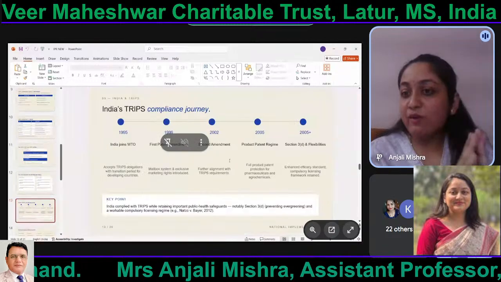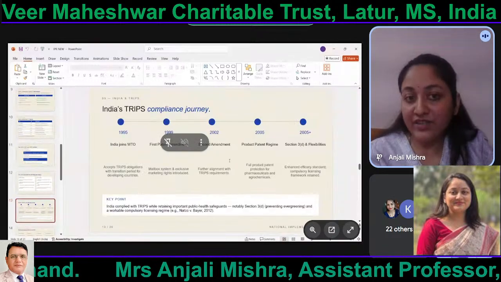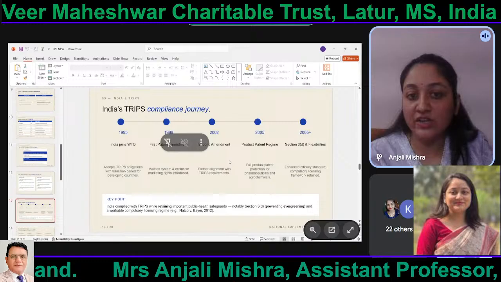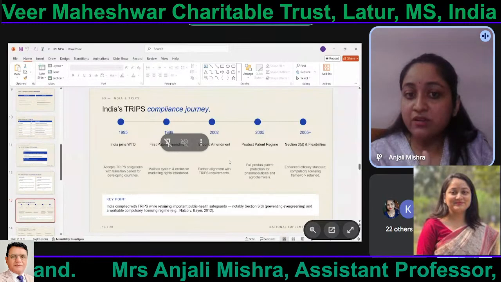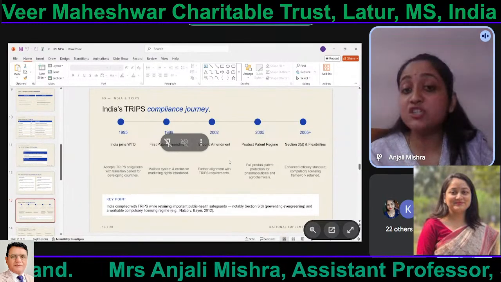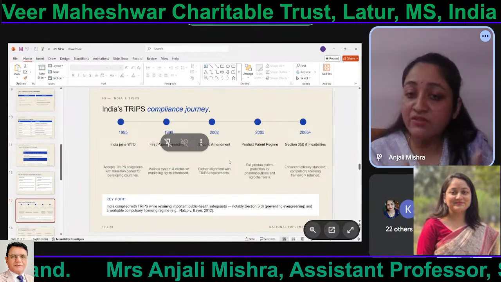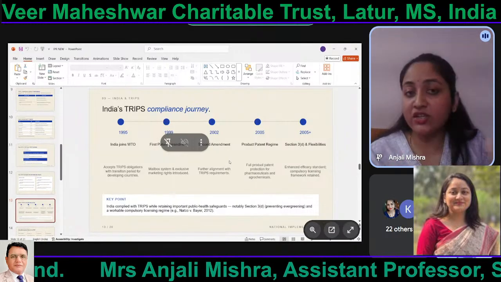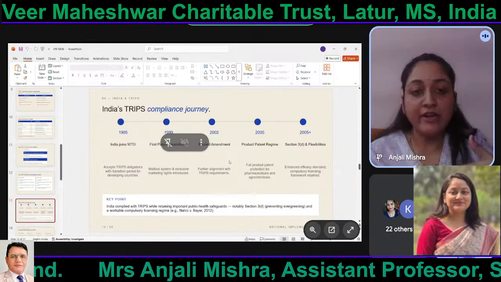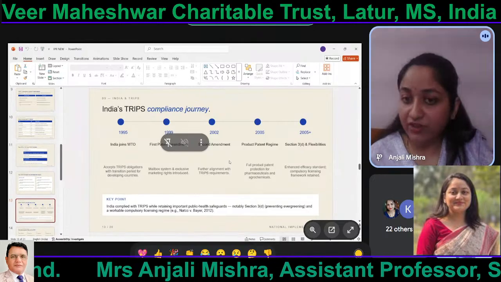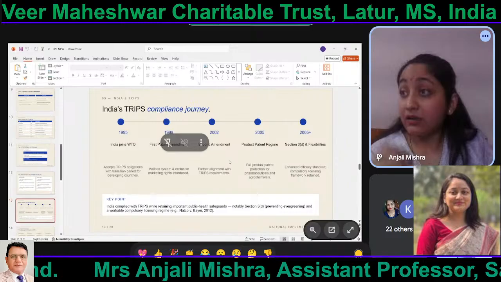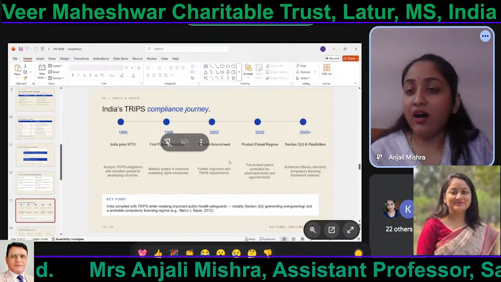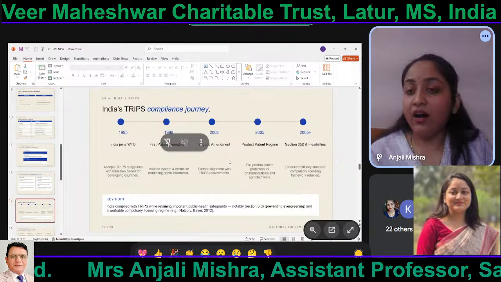So this is what I've already spoken, that in 1995, India joined the World Trade Organization. We made our first patent amendment, even though we got our first Patent Act in 1970, but so many amendments happened after that because there were so many changes happening globally when it comes to the World Trade Organization or after TRIPS came into existence. So finally, in 2005, we adopted TRIPS. We started considering product patents as well.